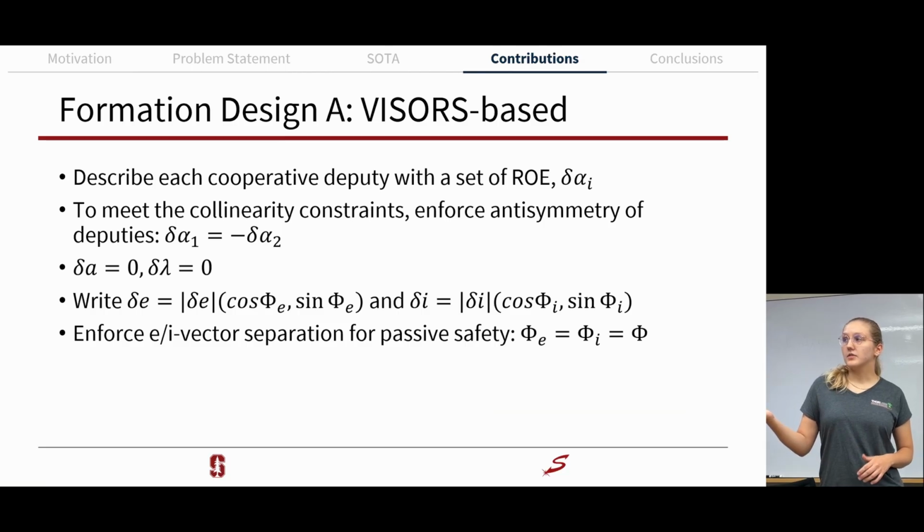Then we start by setting delta a to 0 to avoid circular along track drift. And we also choose the along track separation to be 0 for both deputies. Then, as you're all probably very familiar with, we write the relative eccentricity and inclination in its polar form and enforce EI vector separation for passive safety. So we demand that both relative eccentricity and inclination are in phase. So far, so good.